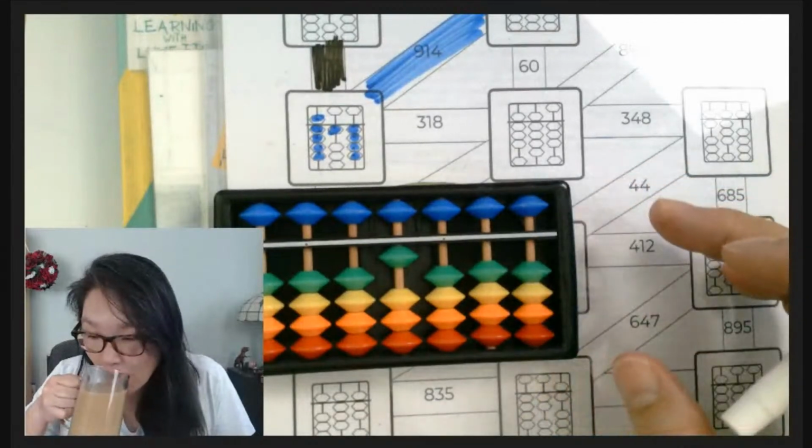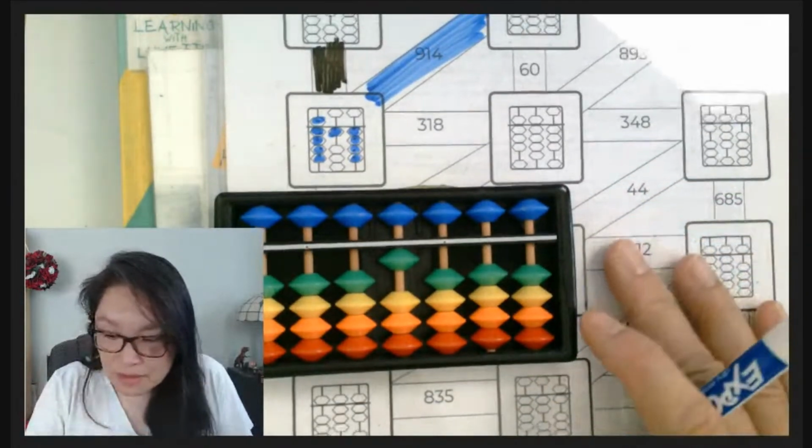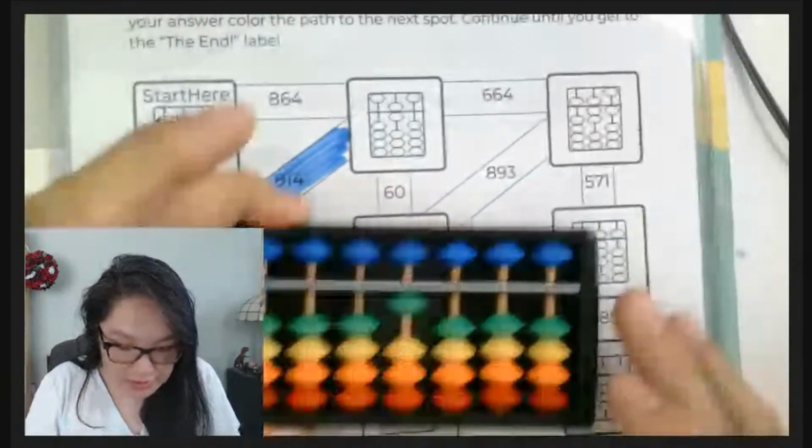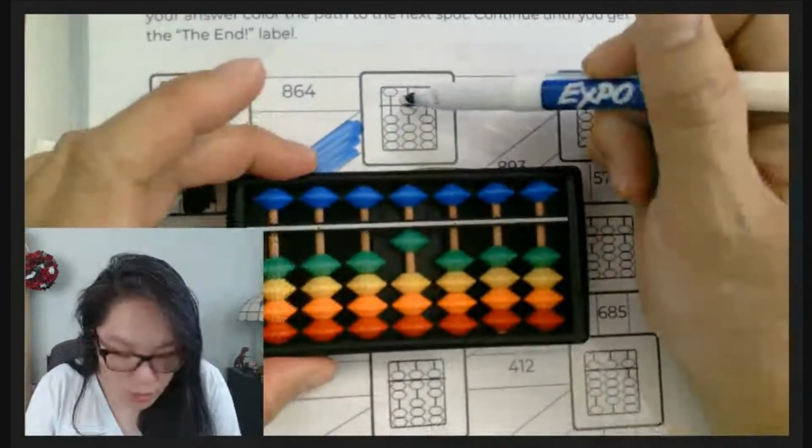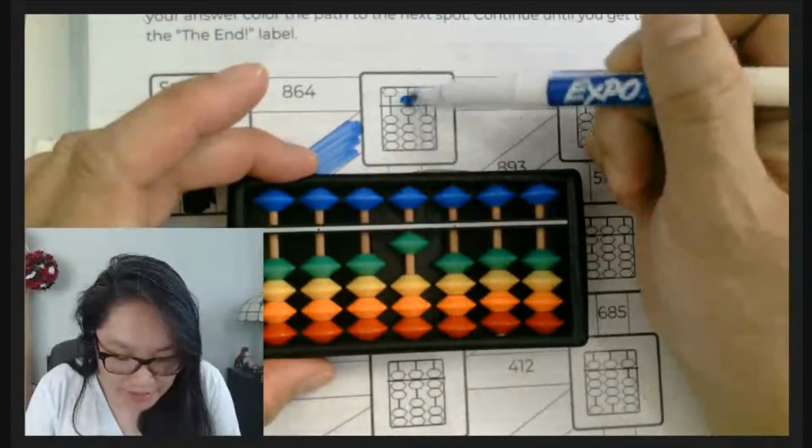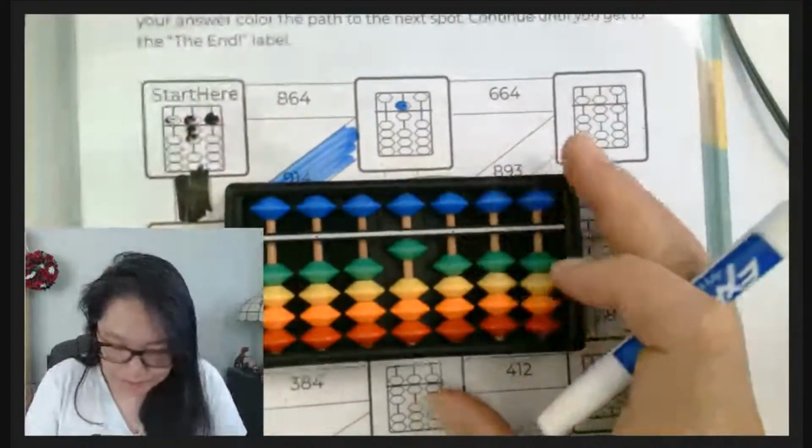Okay, cool. Because now we know a little bit about how to read the abacus, what number do you think this is? If it's in the middle, right? This is the ones.